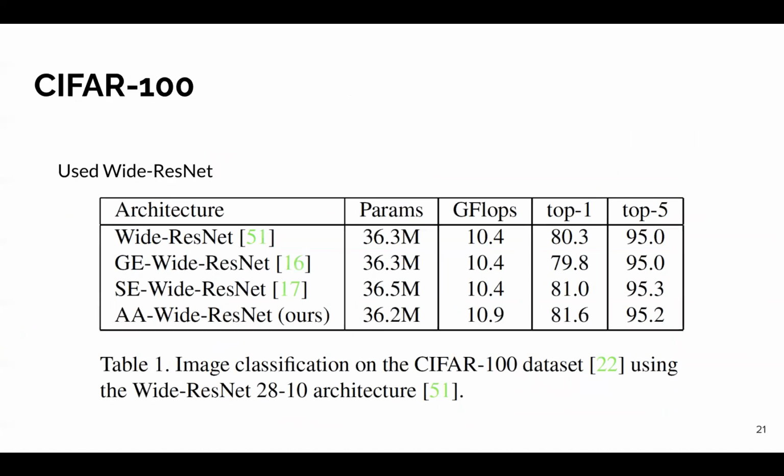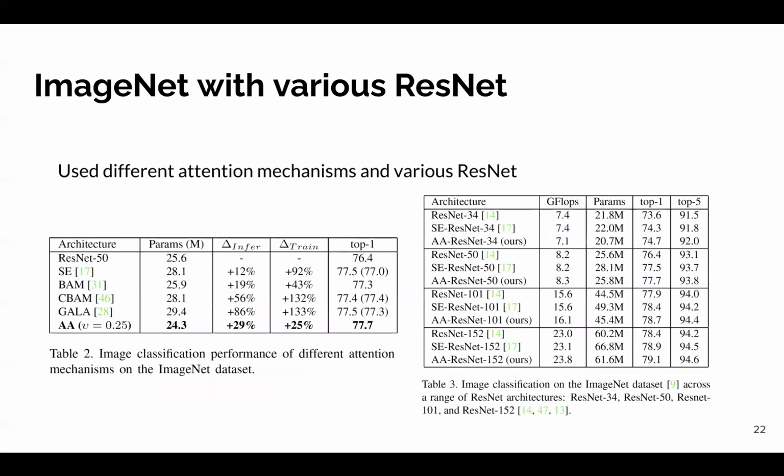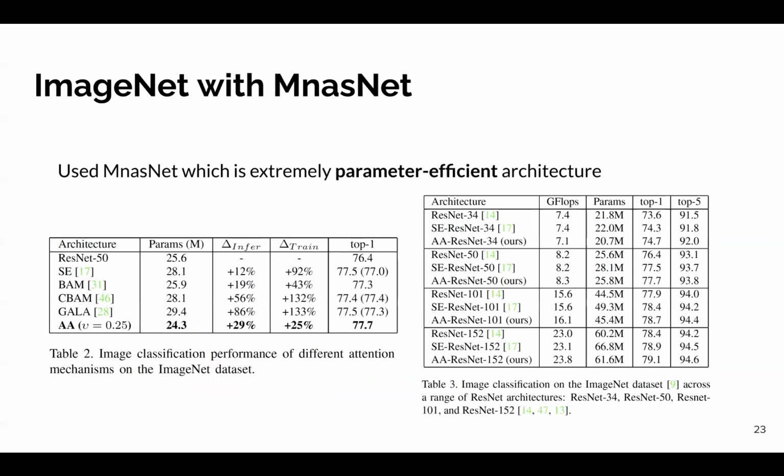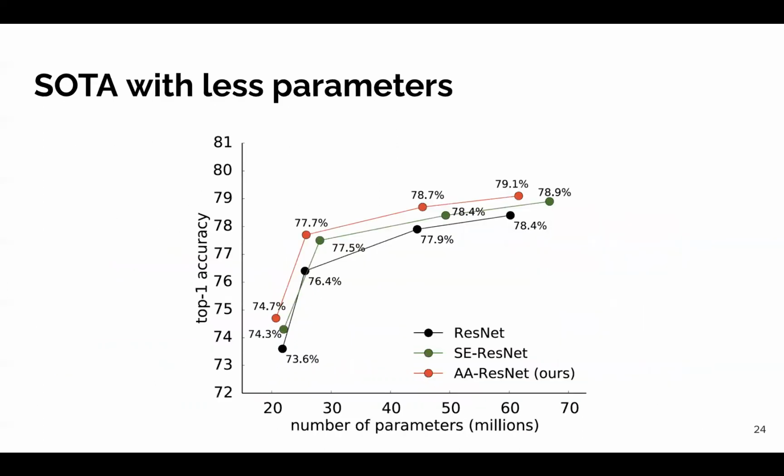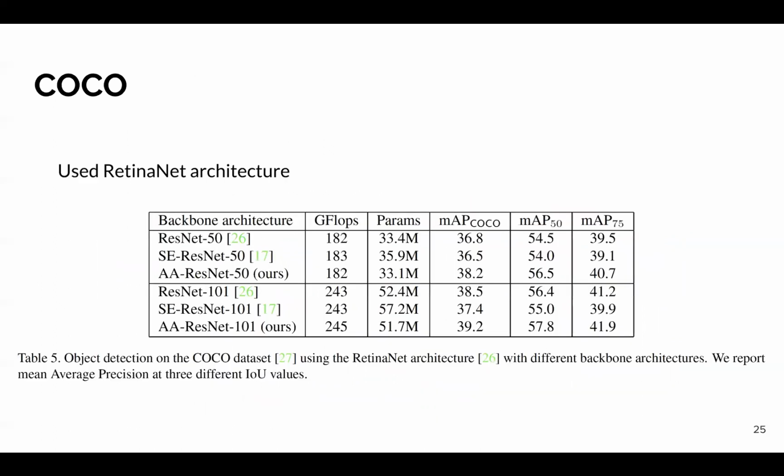For the image classification tasks, the AACN architecture achieves top results in CIFAR100 and ImageNet along with a range of various ResNets, and also with MnasNet, which is an extremely parameter-efficient architecture. To sum up, it improves image classification across a large variety of networks with fewer parameters. For the object detection tasks, it also shows improvement in COCO object detection.